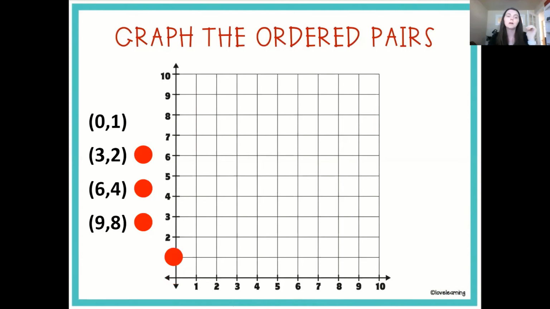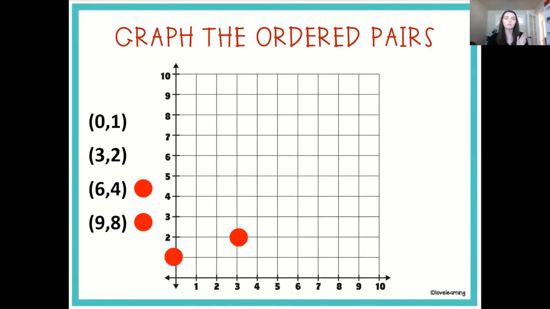So I've now plotted my ordered pair at the correct location based off of the ordered pair that I created from our table before. All right, my next ordered pair is (3, 2). So I'm going to run over 3, and then I need to jump up 2 because my y-coordinate is 2. So there's where my second point goes.